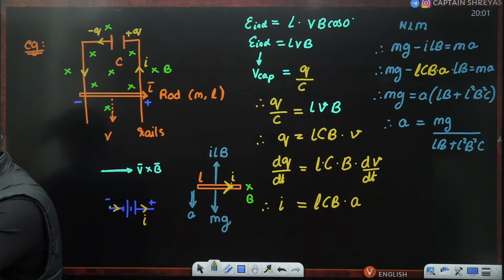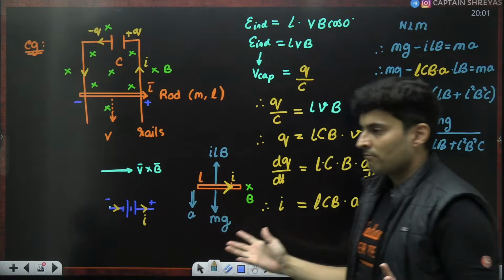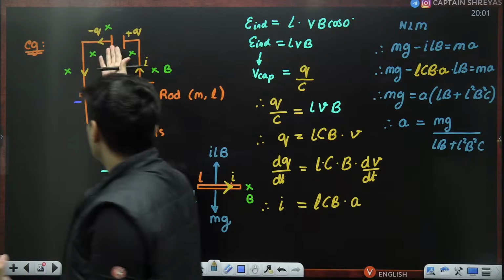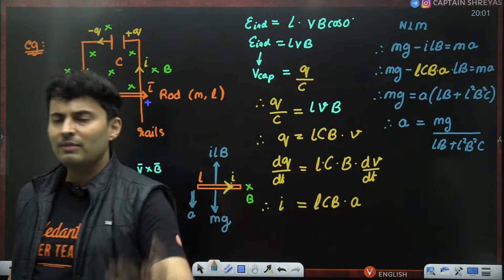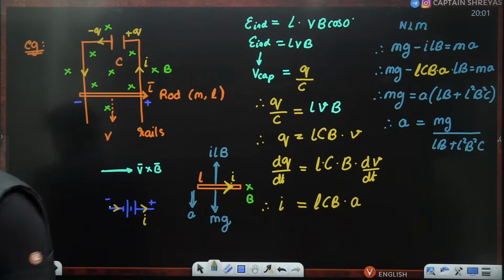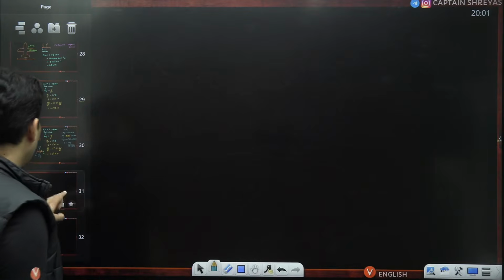Got it, guys? How you can solve problems involving electromagnetism? Beautiful, beautiful question. See, instead of a capacitor, you could have even a resistor. Then also the method will be very, very similar. There is one unique question which comes in motional EMF, and that is with regards to rotating rods.